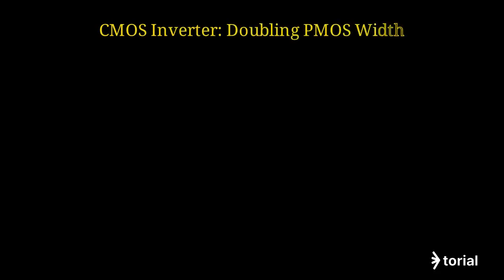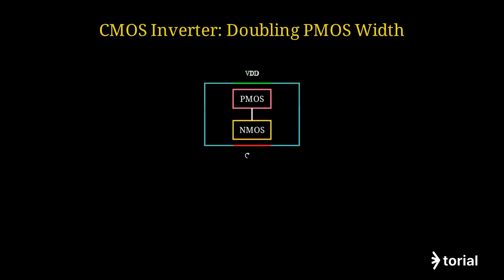Let's explore what happens to propagation delay when we double the PMOS width in a CMOS inverter. A CMOS inverter consists of a PMOS transistor on top connected to VDD and an NMOS transistor on bottom connected to ground. First, let's understand how a CMOS inverter works and what affects its speed.